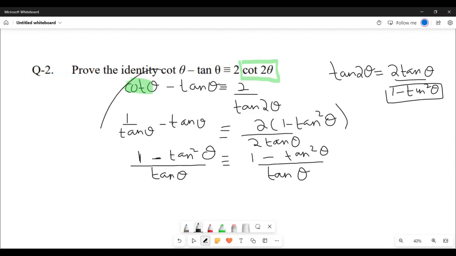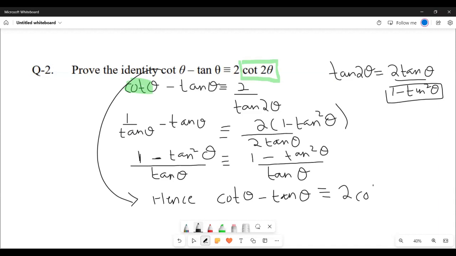Hence, write this. Hence, cot theta minus tan theta is identical to 2 cot 2 theta. That is also how you can prove an identity, by showing that the left-hand side and the right-hand side both simplify to the same expression. There are other ways of solving this question, but this is the shortest way.